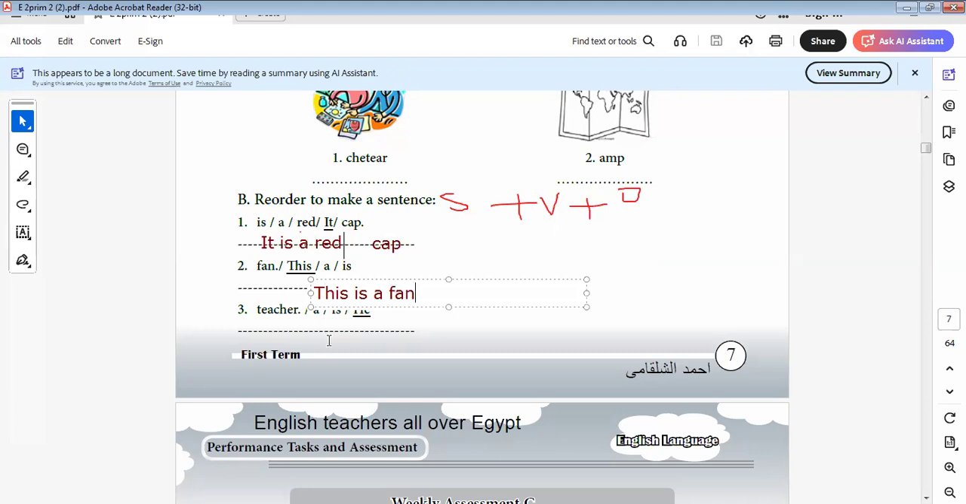The last one: he is a teacher. So here we have this: it's a red cap, this is a fan, he is a teacher. This is the rule that we use here in this question to answer it. Okay, let's go to another one.